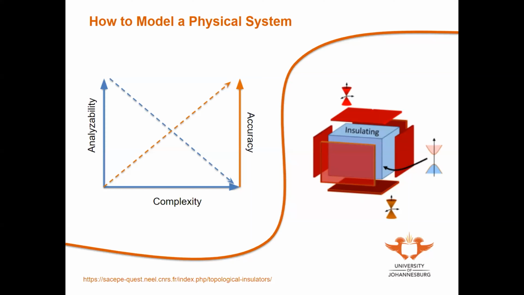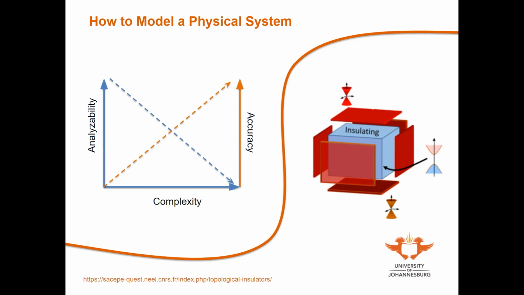Depending on what you want to do with your system, you may or may not want it to be very accurate. For example, if you need to represent your system completely, you would aim for accuracy. Whereas sometimes you need to be able to analyze the properties of your system very easily. For example, we have a look at a class of materials called topological insulators. Topological insulators, as you can see on the diagram on the right-hand side, are insulating in the bulk, but conducting on the surface.